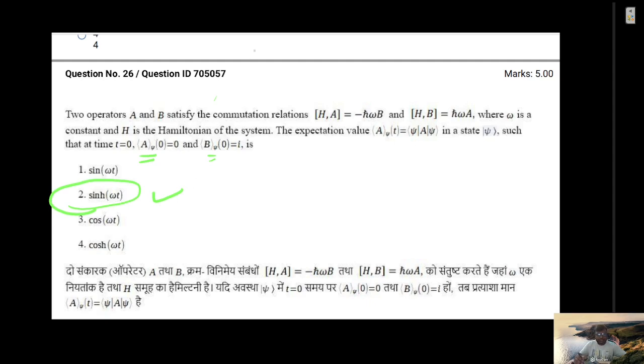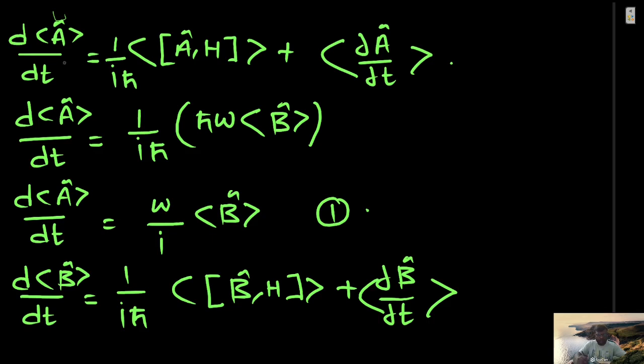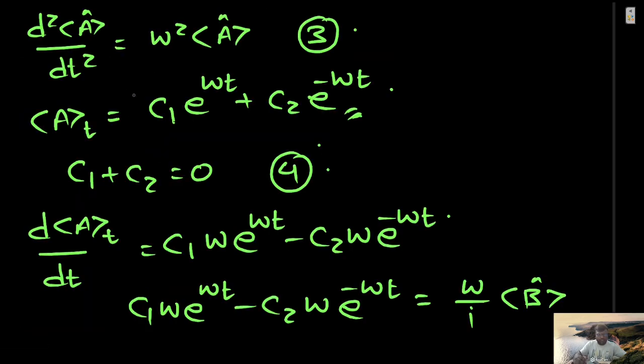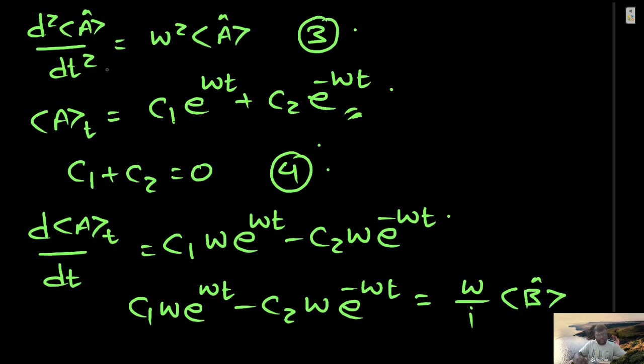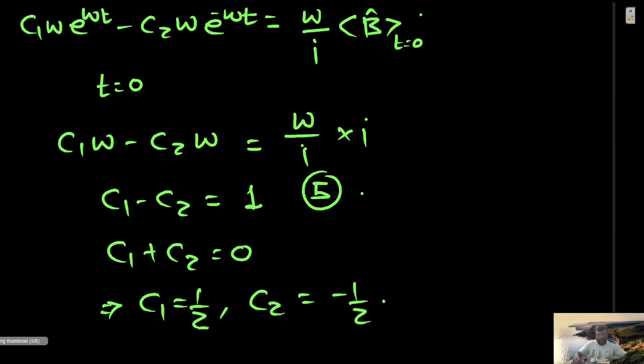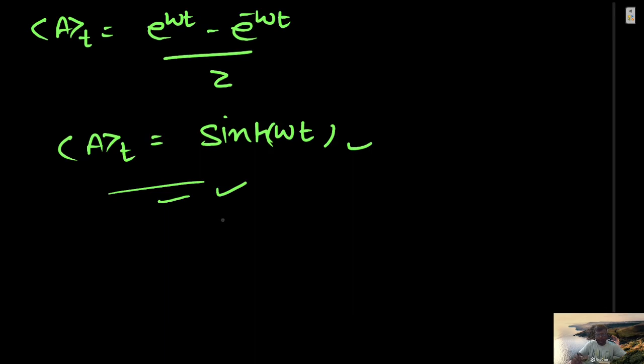And if you again see my solution, here I will explain once more. Here I have used Ehrenfest theorem for operator A and operator B. I have got this result in equation 1, and again I have used Ehrenfest theorem for operator B, and again I have taken the second derivative of A with respect to t. In the next step I have got the expectation value of A at time t in state psi, and after I have played a trick, I have calculated the value of C1 and C2. I have substituted the values of C1 and C2 in our equation, and in the end I have got the result as sinh ωt. So this is from my side of solution.